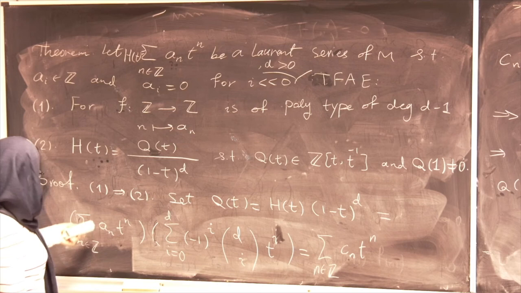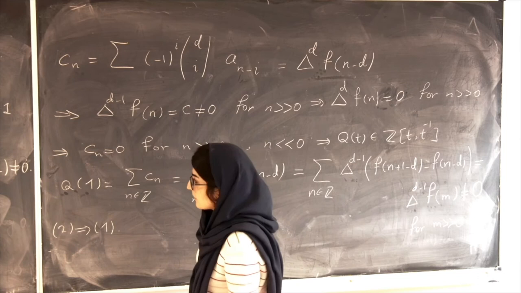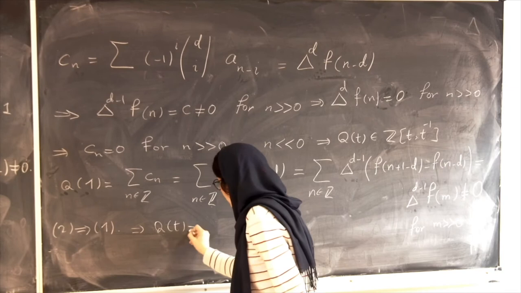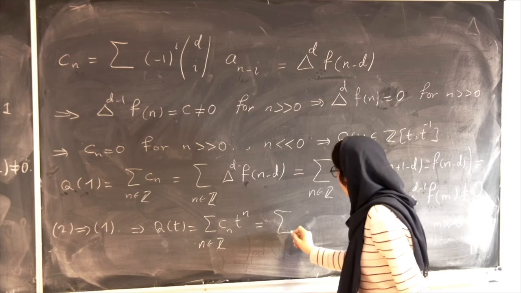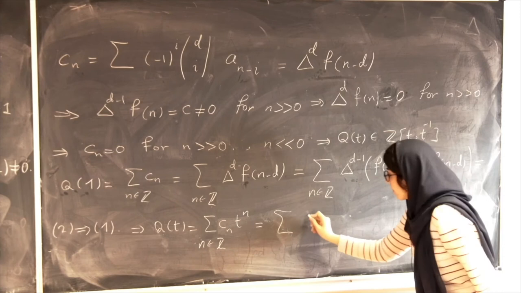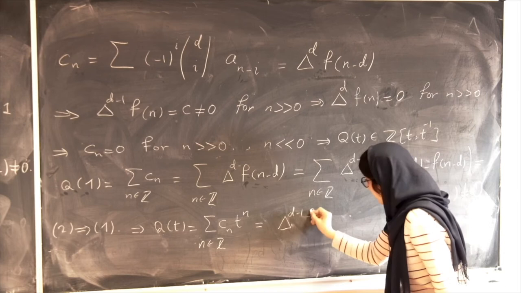In fact, we have not much to do, because we showed what the coefficients c_n are. Suppose that H(t) can be described in this form, then Q is sigma c_n t^n. I'll just repeat this equality that I put here, which is sigma, where I replace c_n by delta^d. I can go to this step. This is delta^(d-1) f(m) for large n.